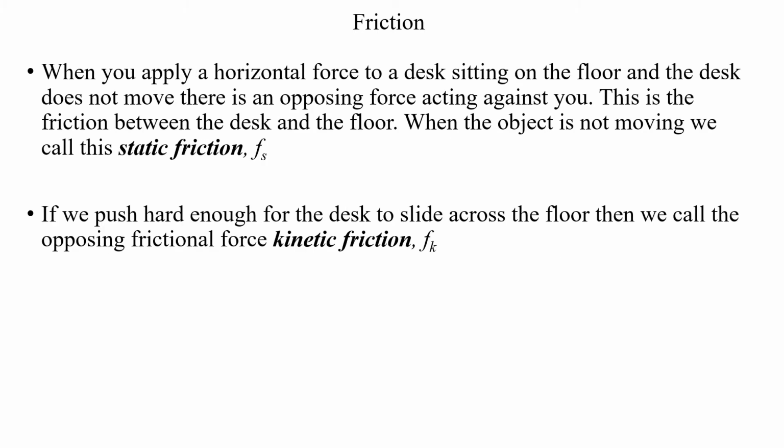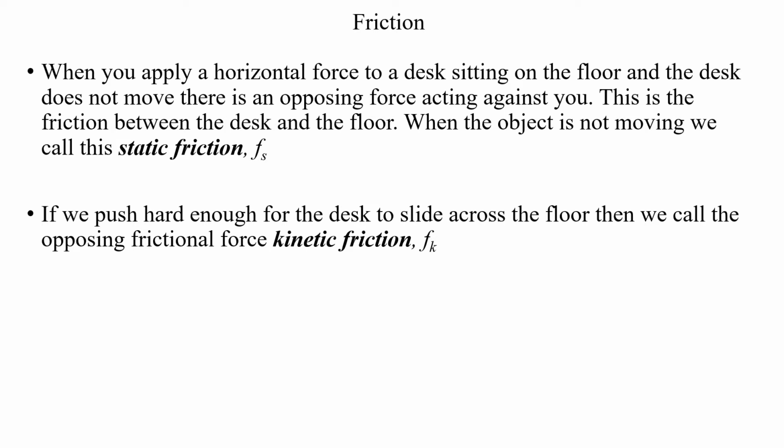So when I apply a horizontal force to a heavy desk sitting on the floor and the desk does not move, that means there is an opposing force that acts against my push. This is the friction between the desk and the floor. And when the object is not moving, we call this force static friction. And for the symbol, we use a lowercase f with an s subscript for the static friction. That static frictional force only exists when I push on the desk. When I stop pushing on the desk, that frictional force goes away.